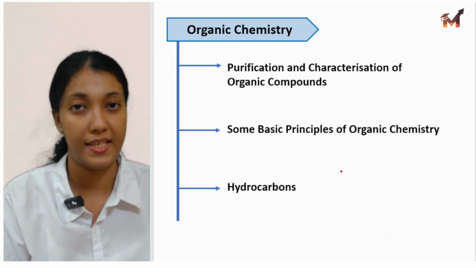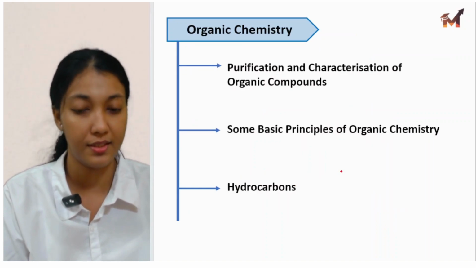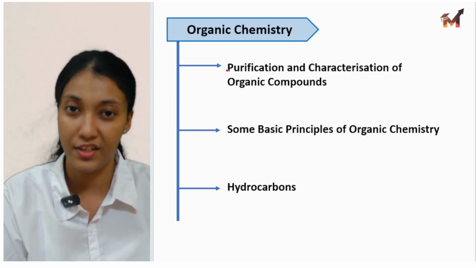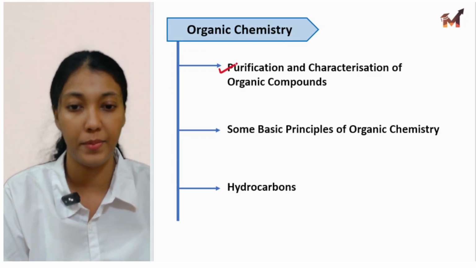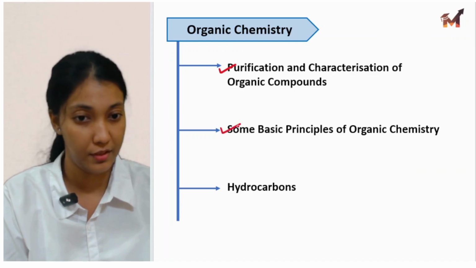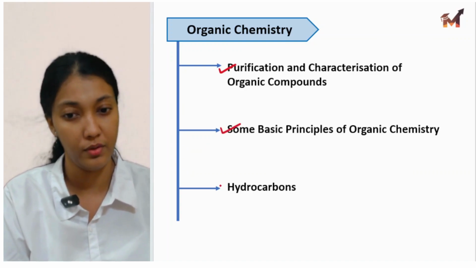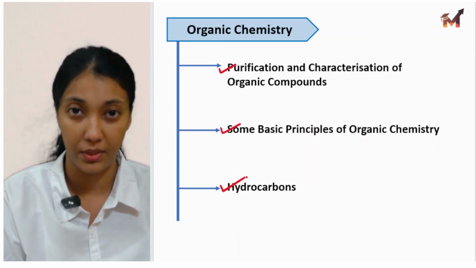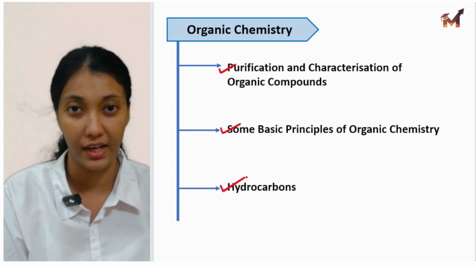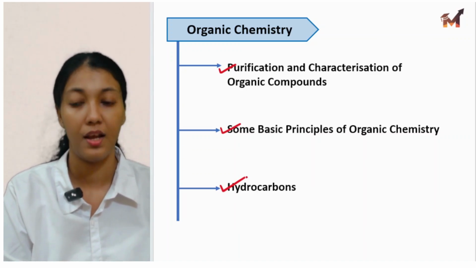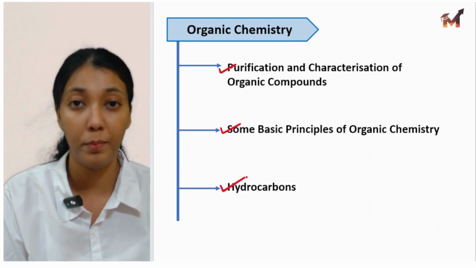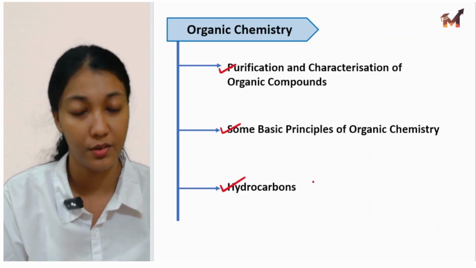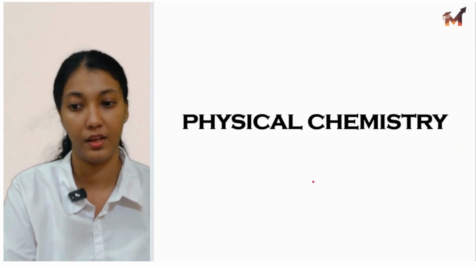For organic chemistry, as I had mentioned, we have 3 chapters, which is purification and characterization of organic compounds, some basic principles of organic chemistry and hydrocarbons. So ये है हमारे 11 chapters which we have to study for our class 11 syllabus. Now I will discuss the topics that are present in each chapter which we are going to study.